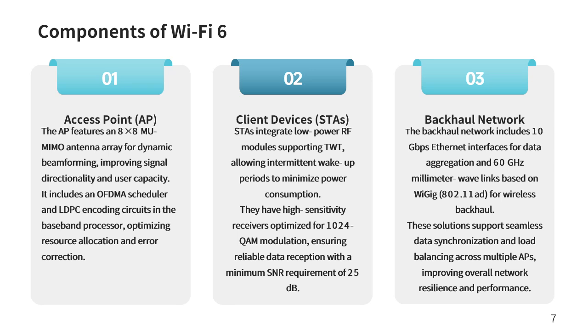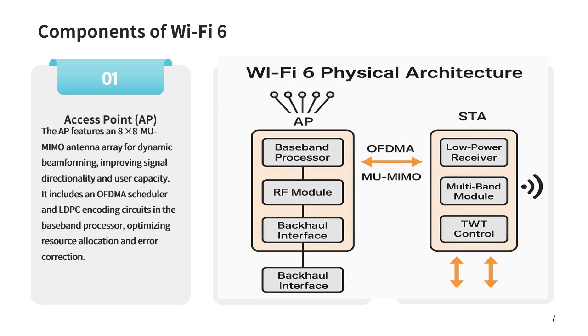Last is the backhaul network. It connects multiple APs and aggregates data to the core network. In Wi-Fi 6, it supports 10 gigabits per second interfaces and 60 GHz millimeter wave links. This boosts overall network performance and stability. This figure shows that the physical architecture of Wi-Fi 6 mainly focuses on AP and STA communication mechanisms. We can see the network here.